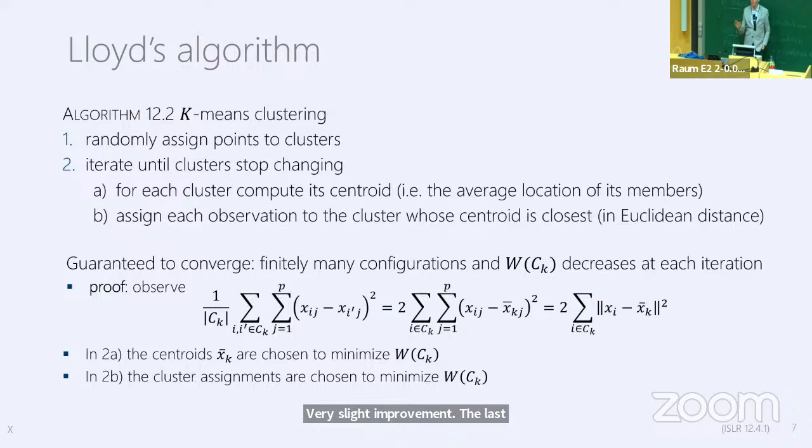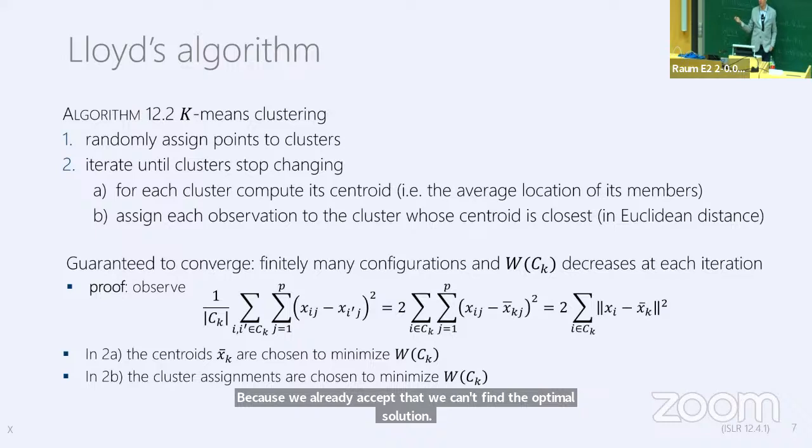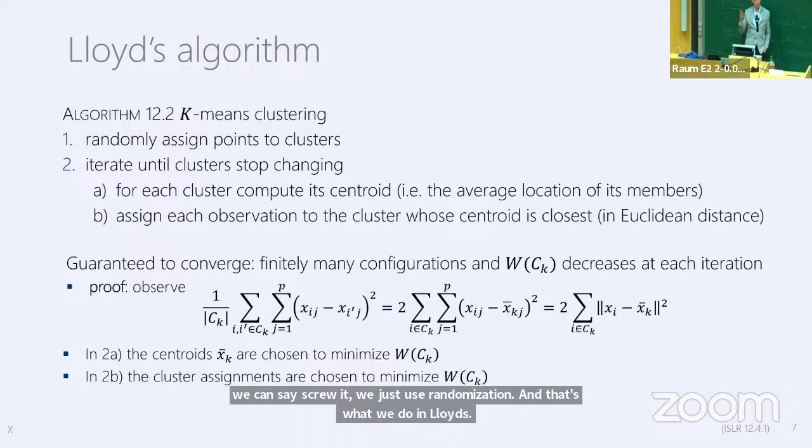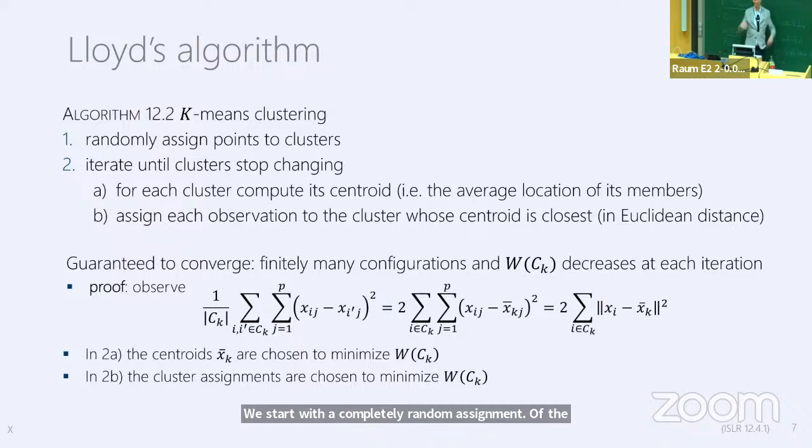Because we already accept that we can't find the optimal solution, we could go for an arbitrary starting point, really arbitrary in the sense that it's defined and we always use it. Or we can say, screw it, we just use randomization. And that's what we do in Lloyd's algorithm. We start with a completely random assignment of the data to the k clusters. So we basically have a mess, like a bunch of confetti that we threw in the air, right?